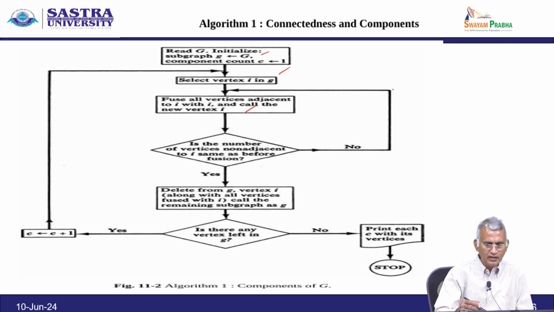If yes, delete from G vertex I along with all the vertices fused with I, and call the remaining subgraph G. Then we have a condition: is there any vertex left in G? If yes, then go to C plus 1, the number of components will increase. If no, then print each C with its vertices and stop the iteration. So, this is the connectedness and components algorithm of a graph.